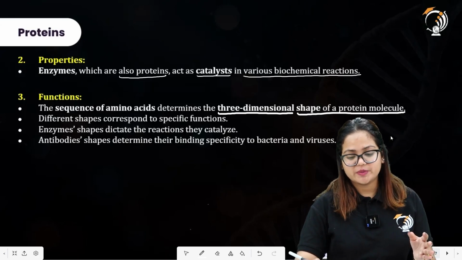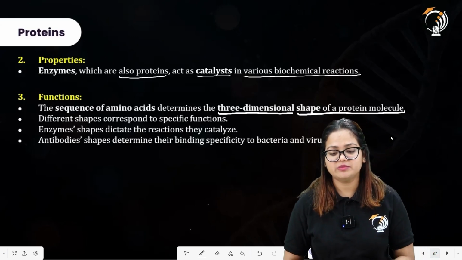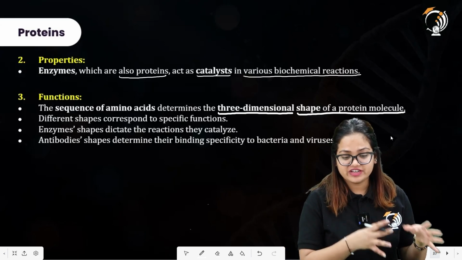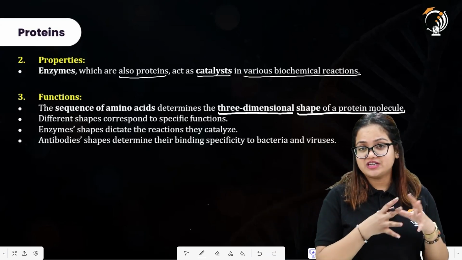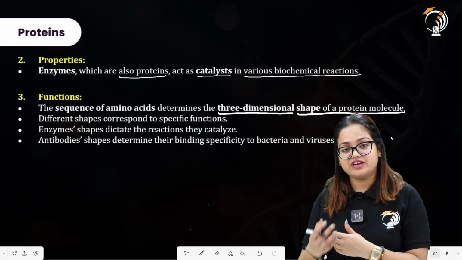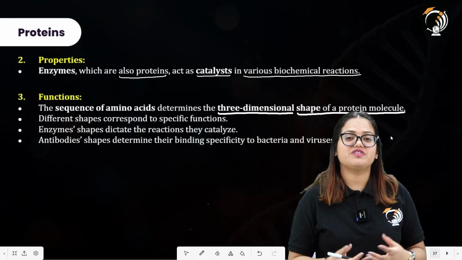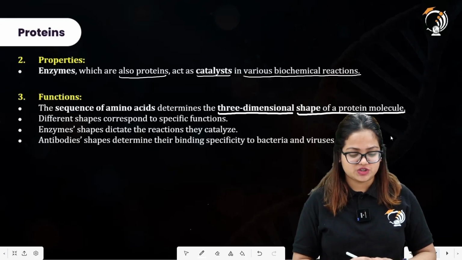The sequence of amino acids determines the three-dimensional shape of a protein molecule. Different shapes correspond to different functions, or you can say specific functions. So different shapes are for different functions as well. They are specific in nature. All right, they are particular in nature.